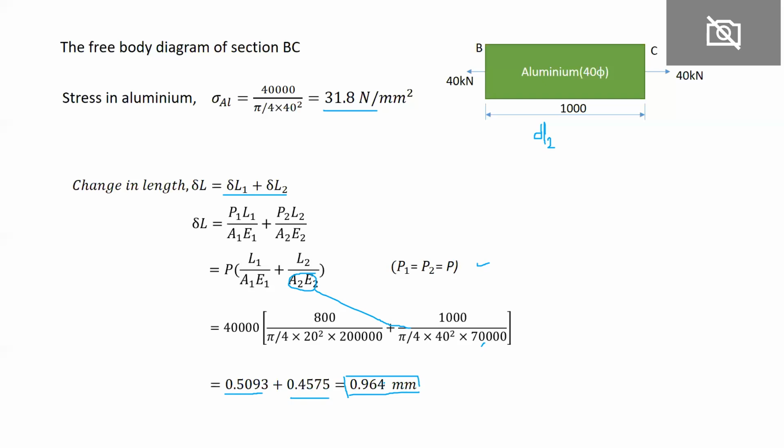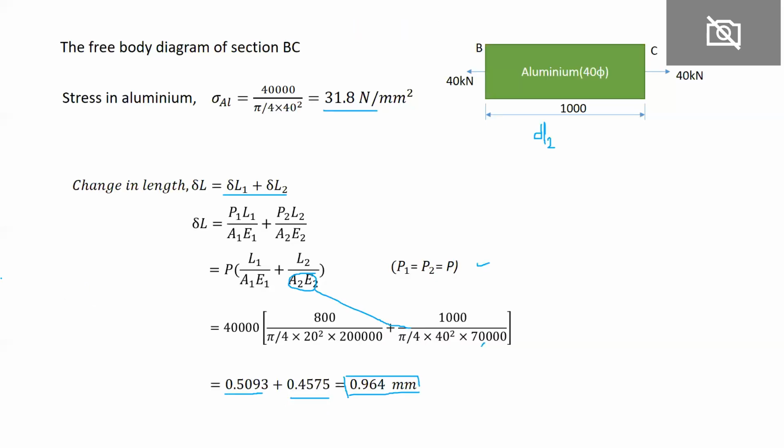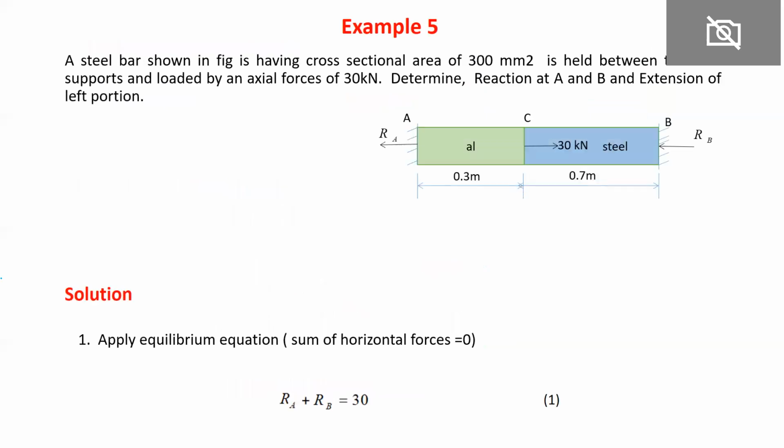So this is one kind of problem, which is subjected to one end being fixed. Either it is uniform in cross section or variable in cross section, the same procedure is adopted. First we have to calculate stress and then change in length. So these problems are simple in nature, which utilize the same procedure. Let us see one more example.